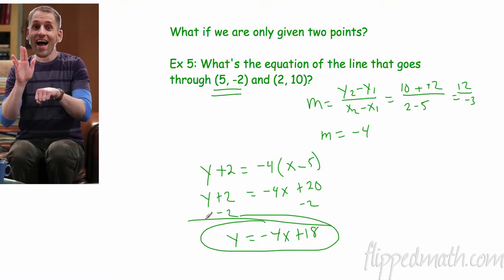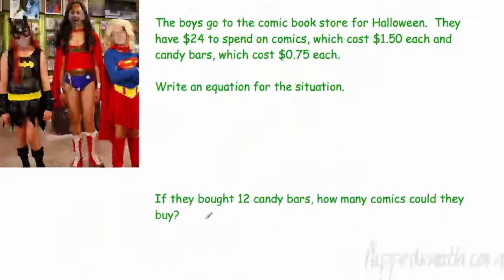There we have it. All right, let's take a look here. Now, the boys go to the comic book store for Halloween. They have $24 to spend on comics, which cost $1.50 each, and candy bars, which cost 75 cents each. Write an equation for the situation.